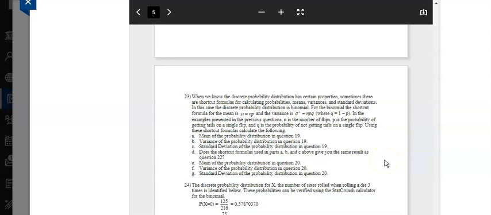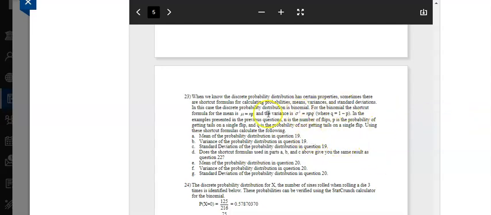In the examples represented in the previous questions, n is the number of flips, p is the probability of getting tails on a single flip, and q is the probability of not getting tails on a single flip. We want to use our shortcut formulas to calculate the mean, the variance, and the standard deviation for the questions in 19. D, we want to answer whether the shortcut formulas used in parts A, B, and C give you the same result as in question 22. And then in E, F, and G, we want to do the mean, the variance, and the standard deviation for question 20. All right, so let's start by doing the mean of question 19.